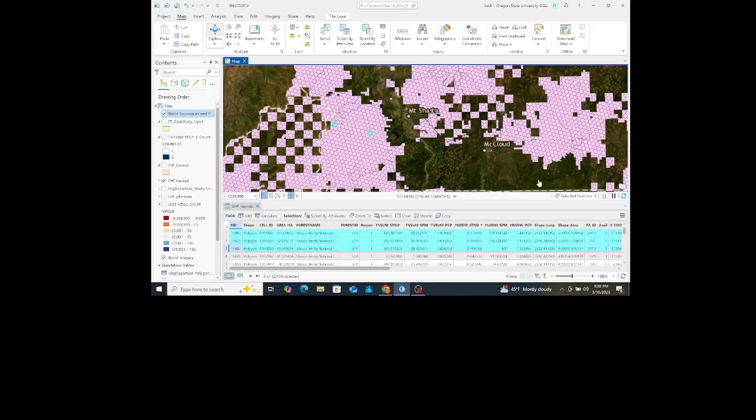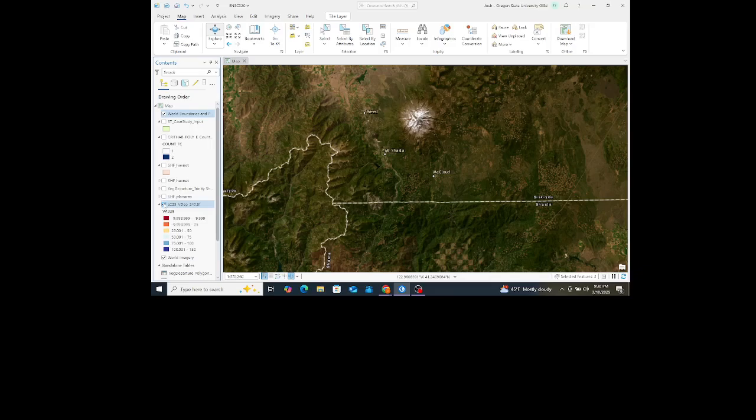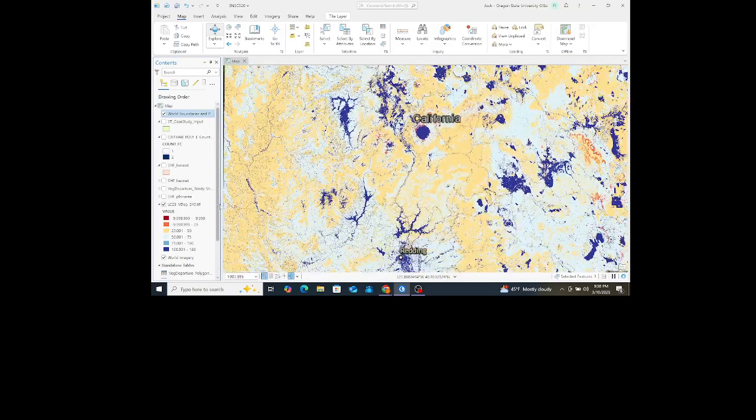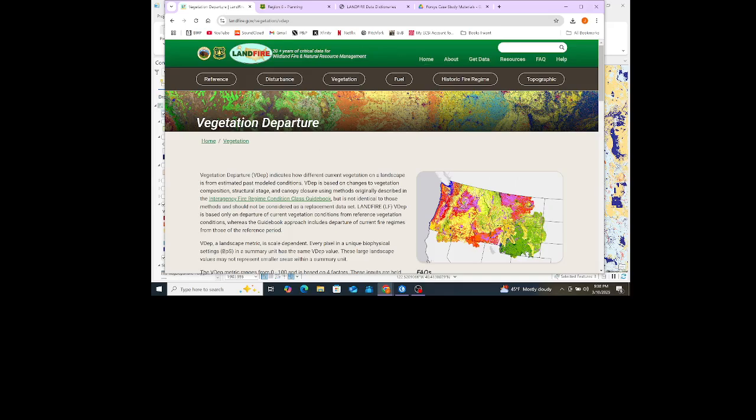And so that's the data that we started with. And then we incorporated additional data from publicly available data sources. So this big layer that we added in is from the Landfire database. So this is a national data set put together by the Fish and Wildlife Service and the Forest Service.